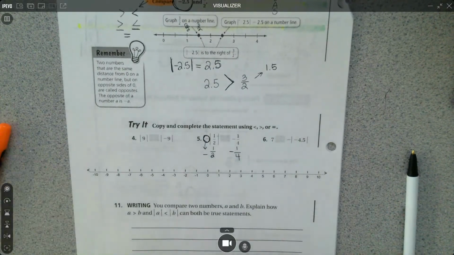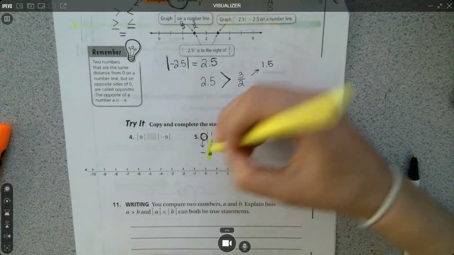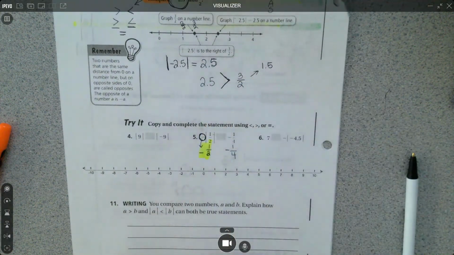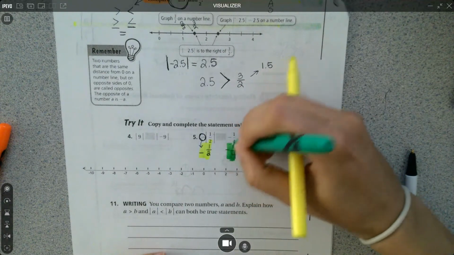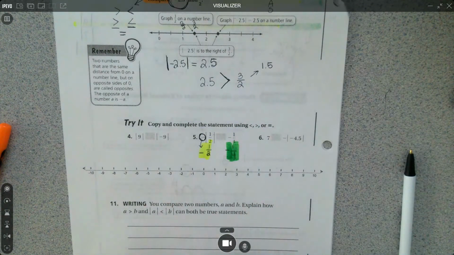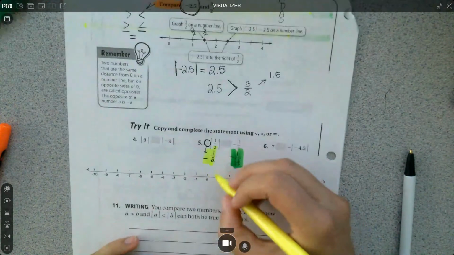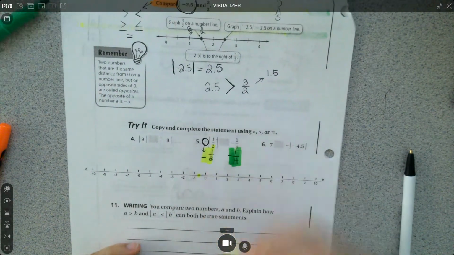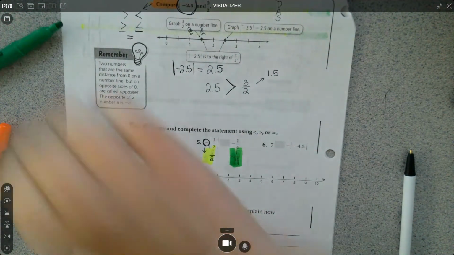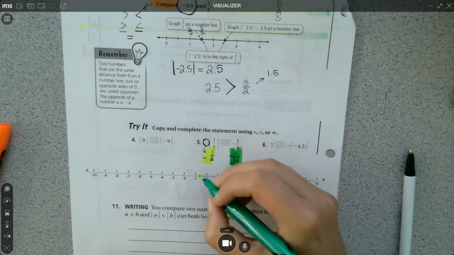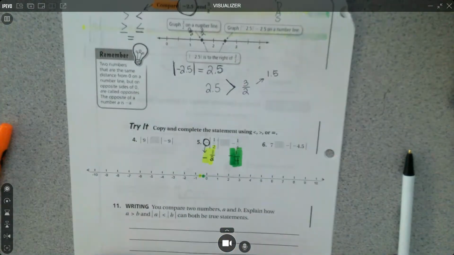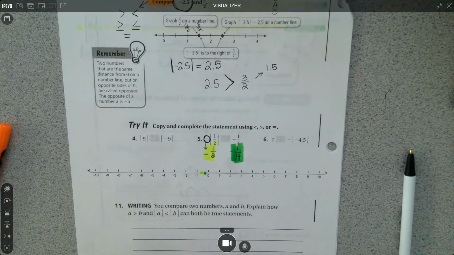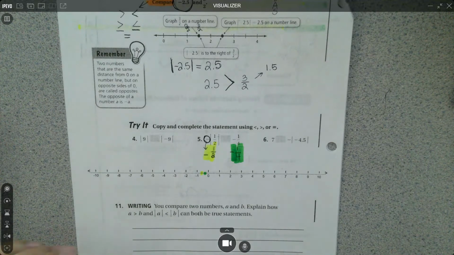I, just for the sake of this, am going to make a yellow dot for negative 1/2 and a green dot for negative 1/4. So negative 1/2 is exactly halfway between 0 and negative 1. Right? Negative 1/4 is going to be closer to 0 than negative 1/2. So if I ask which one is larger, or I compare them, I want to know which one is further to the right or further to the left.